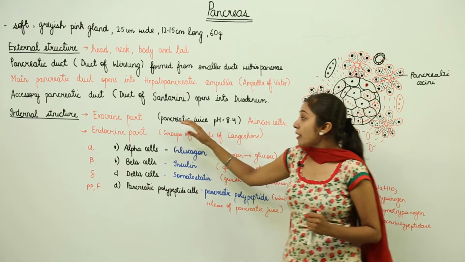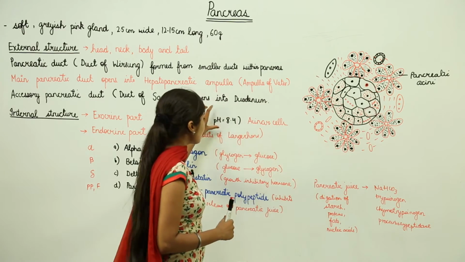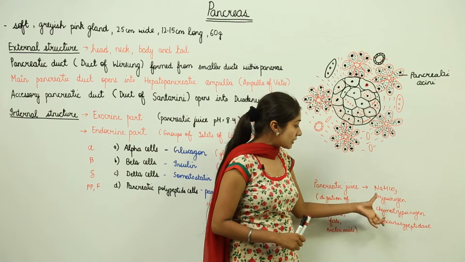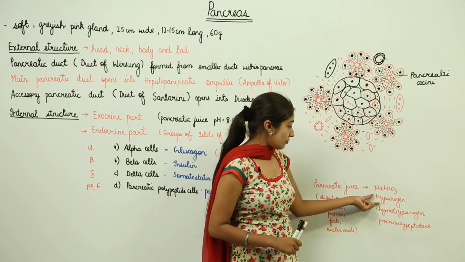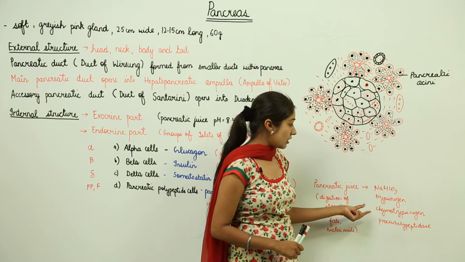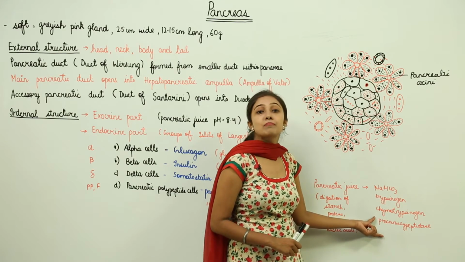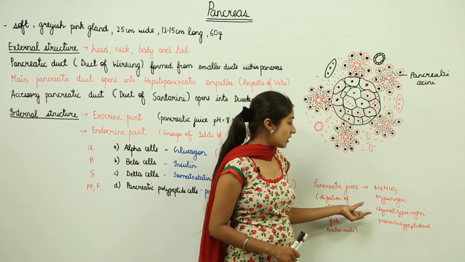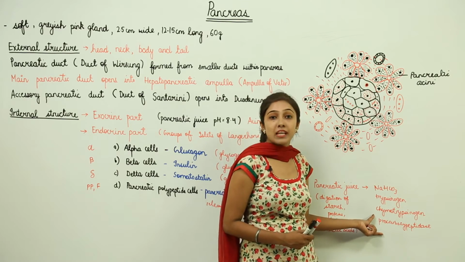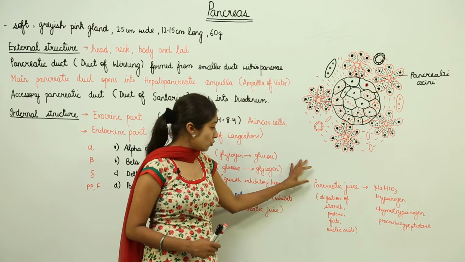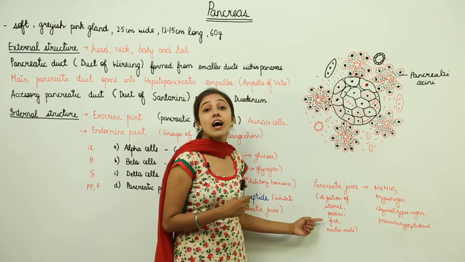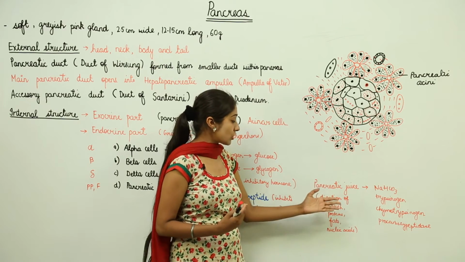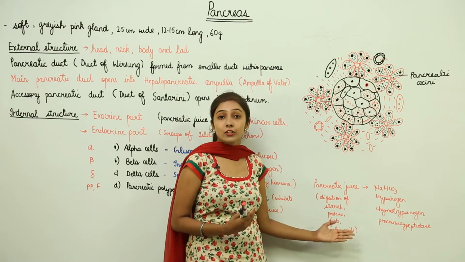Then when we talk about the pancreatic juice, what does it contain? It contains sodium bicarbonate and these three major enzymes, that is trypsinogen, chymotrypsinogen and procarboxypeptidase. Now what is the role of pancreatic juice? It helps in digestion of starch, proteins, fats and nucleic acids. So pancreatic juice is very important because it helps in digestion of starch, proteins, fats and nucleic acids.